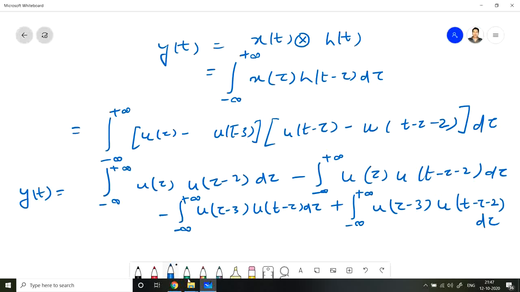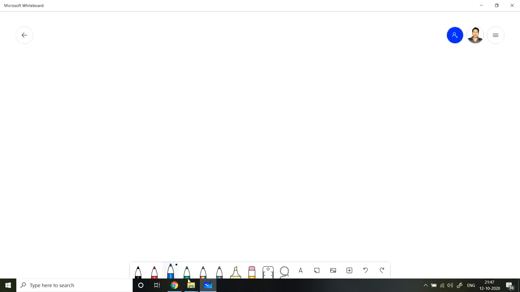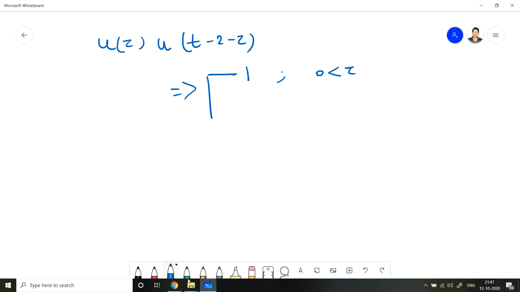Now we can solve the integral by considering some facts. If we consider u tau multiplied by u t minus 2 minus tau, what is that? It is equal to 1 when 0 is less than tau less than t minus 2, and t is greater than 2. So it is equal to 1 when the tau value is from 0 to t minus 2 and t is greater than 2, and it is equal to 0 otherwise.